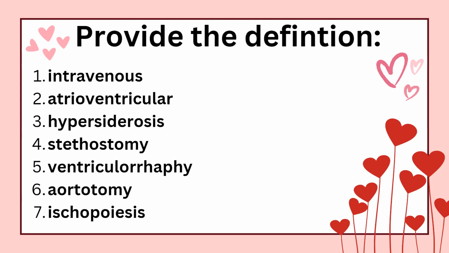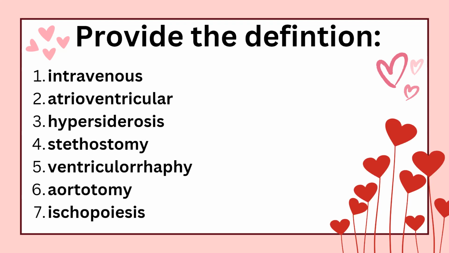A stethostomy. So we said earlier that a stomy is a surgical opening. And then steth is actually another name for chest. So stethostomy. Ventriculorrhaphy is going to be a surgical repair or suture of a ventricle, ventriculorrhaphy. So aortotomy is going to be an incision into the aorta. So tomy is our suffix for incision. Aorto is our combining form for aorta.